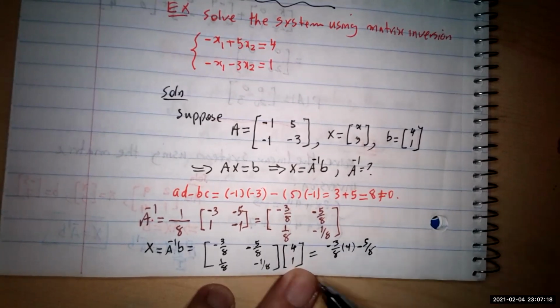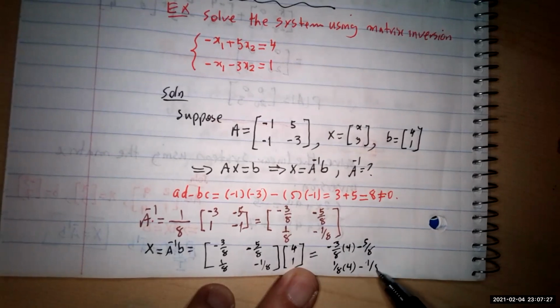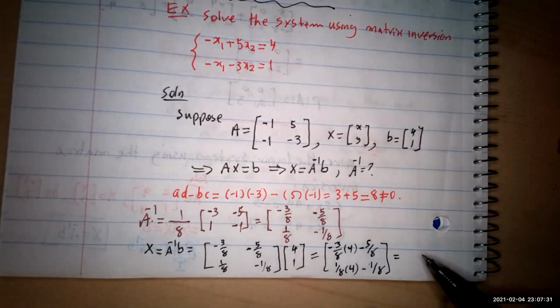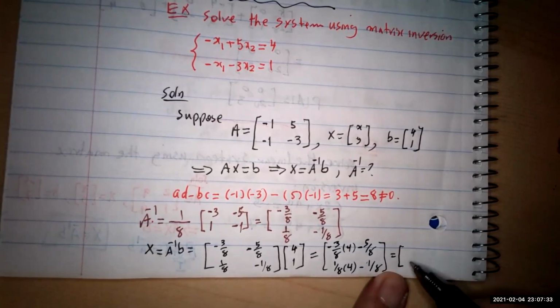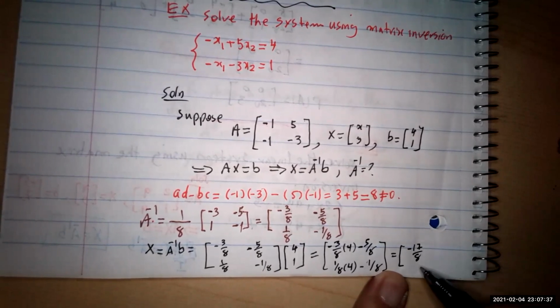And the bottom one is going to be 1/8 times 4, and this is going to be -1/8. This is the entries of a matrix. If you simplify it, that should give you negative 17 over 8, and the bottom one would be 3/8.